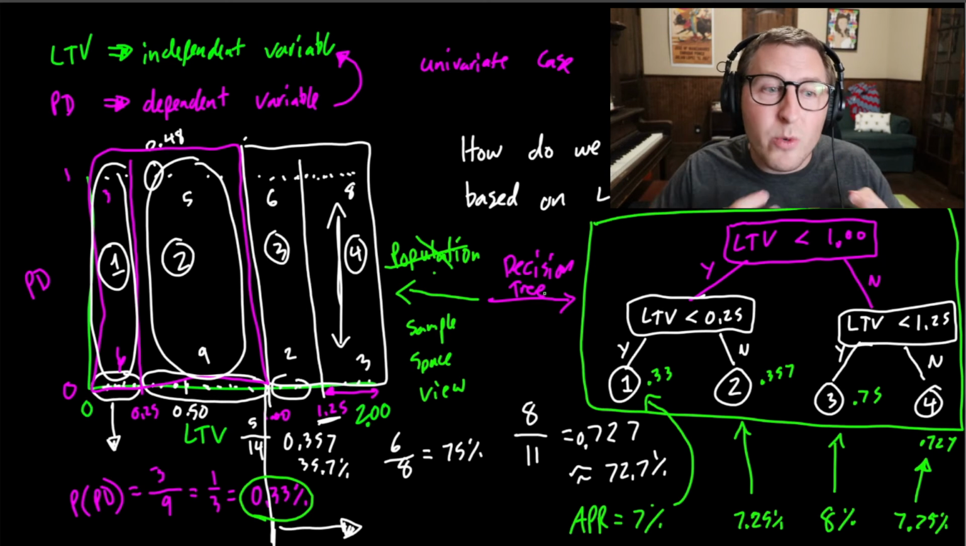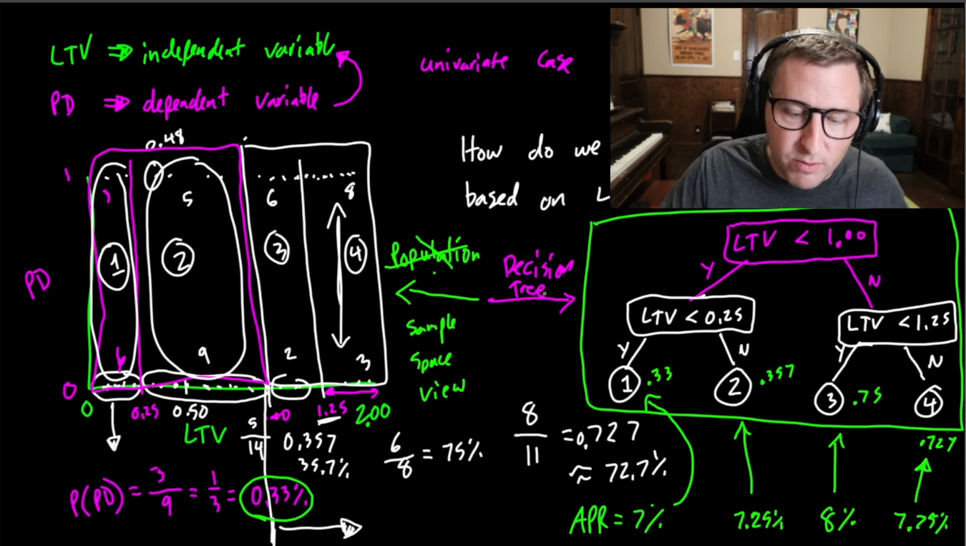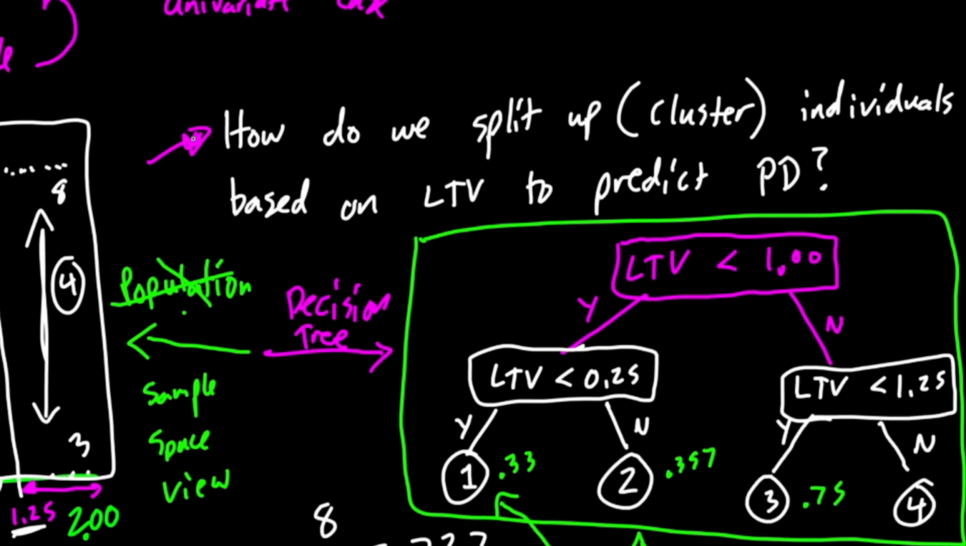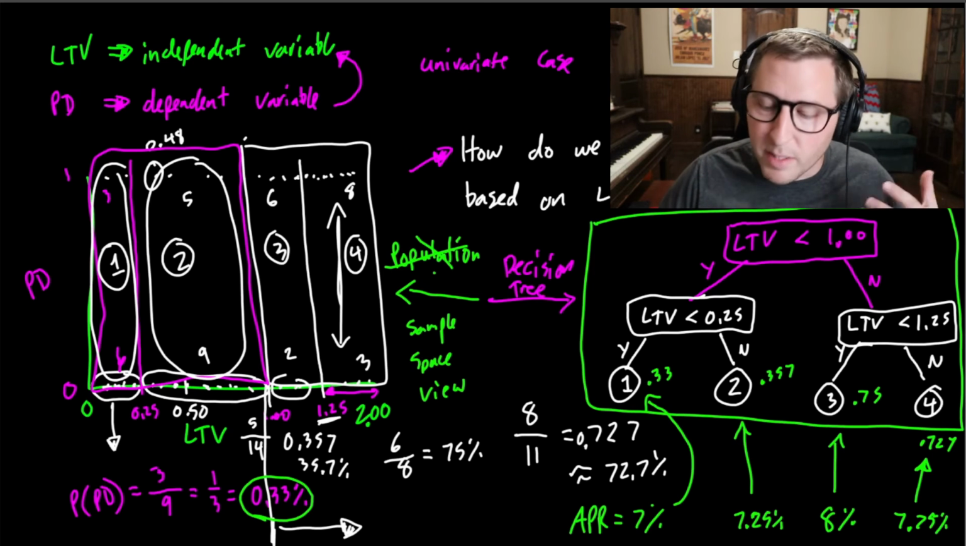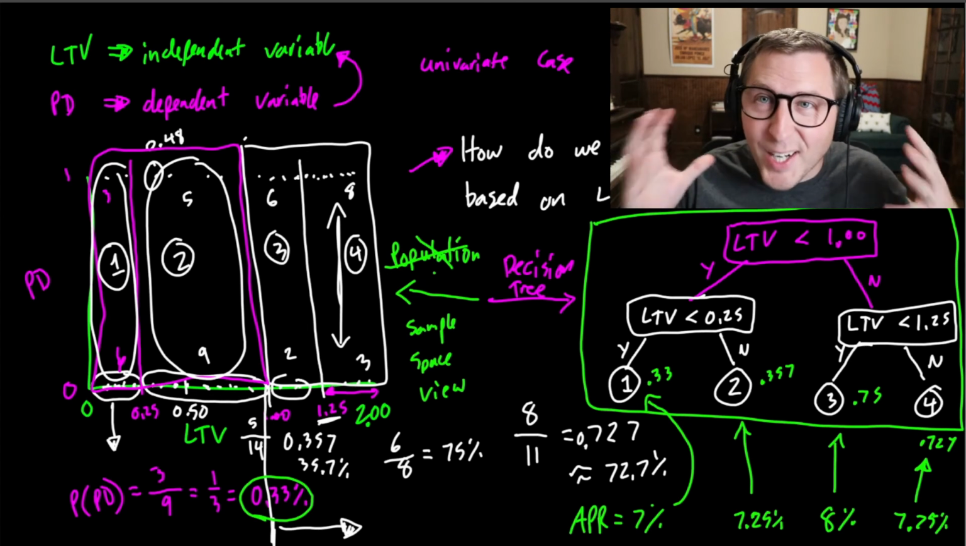We want to figure out how we divide that up into groups so that we can make better decisions. We're trying to answer this question: how do we split up or cluster individuals based on LTV to predict PD? We're predicting our risk here so we can apply an APR in this example. And then if we extend this now into a 3-dimensional case, things get complicated.